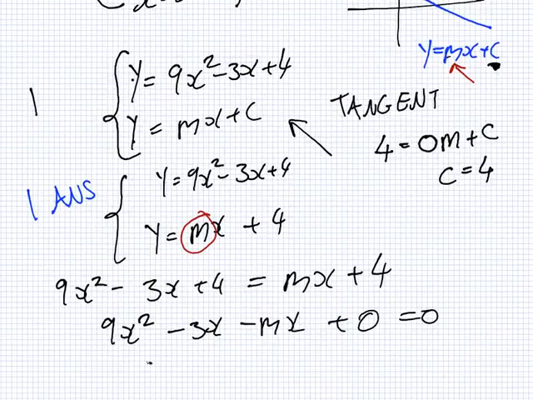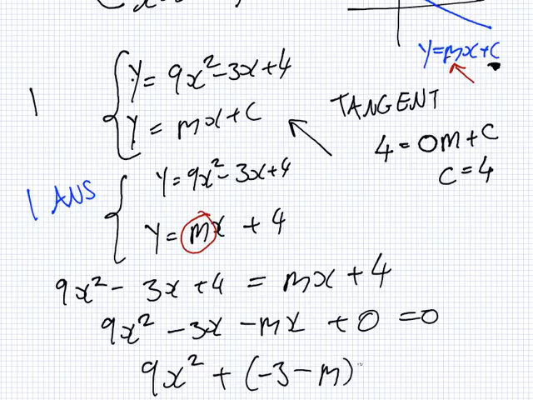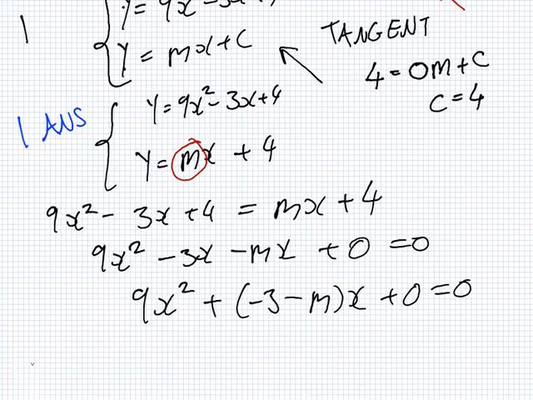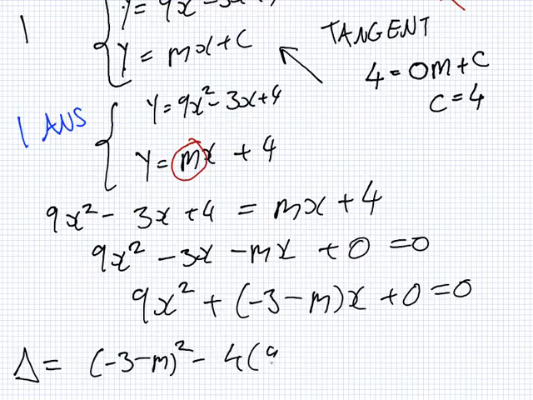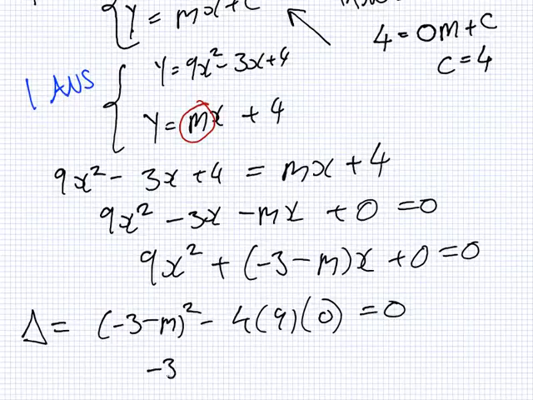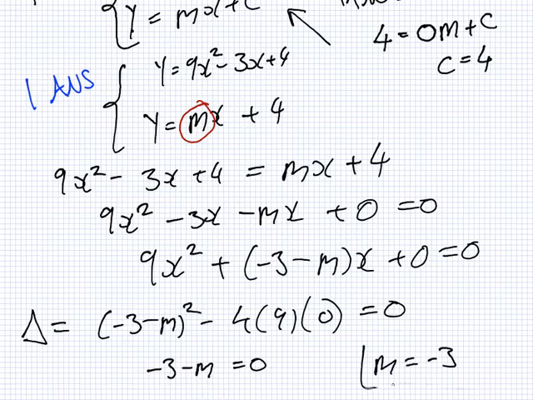So that means for this equation, how many solutions should there be? One. So the discriminant should equal, for one solution, 0. So b squared minus 4ac should equal 0. And now we realize we have enough to get the m. We get minus 3 minus m must equal 0, so m must equal minus 3.